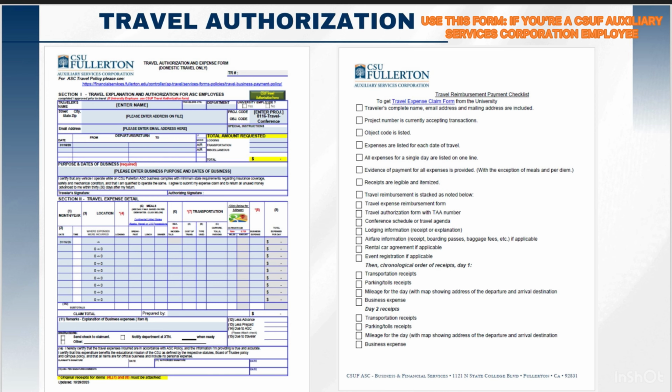The process for each form is similar. The traveler completes the fields on the form and enters their travel expenses on the applicable form. Supporting documentation should be stacked in chronological order. It is very important that all supporting documentation is legible and references a method of payment. Please use the travel reimbursement payment checklist for the stack order of supporting documentation.